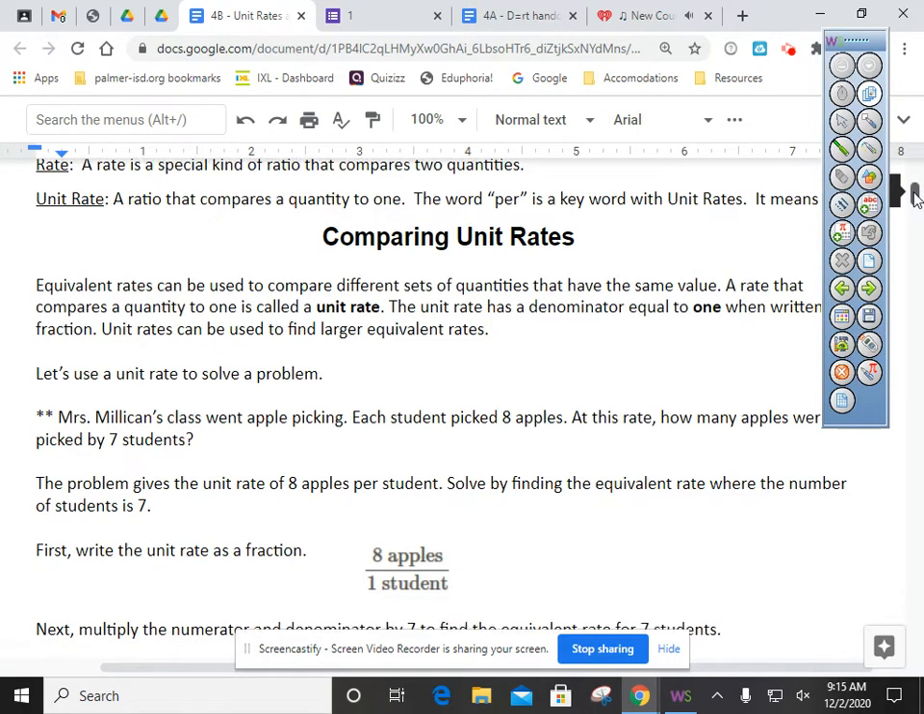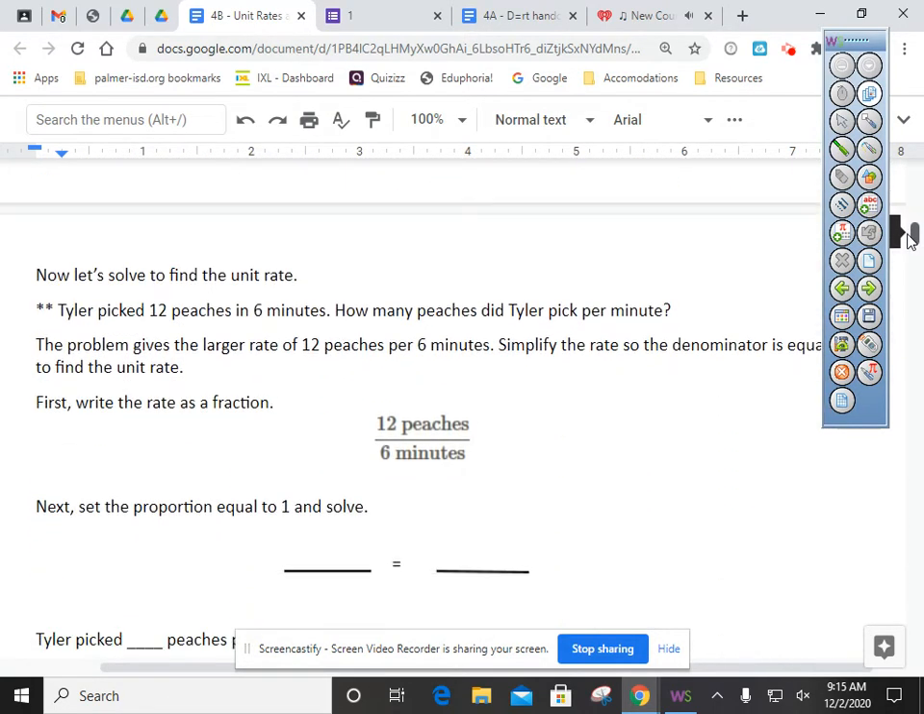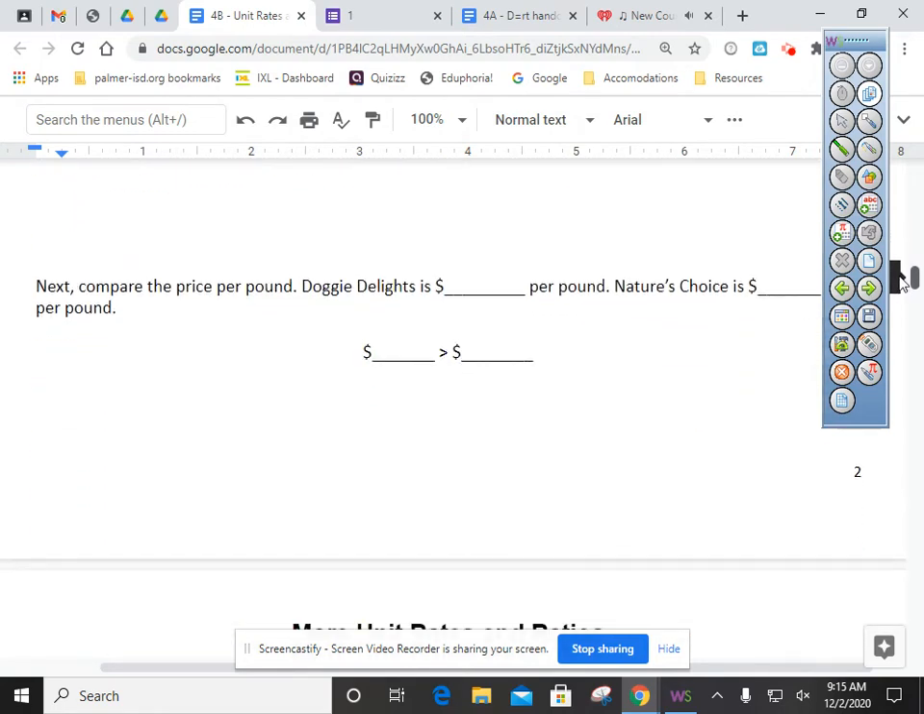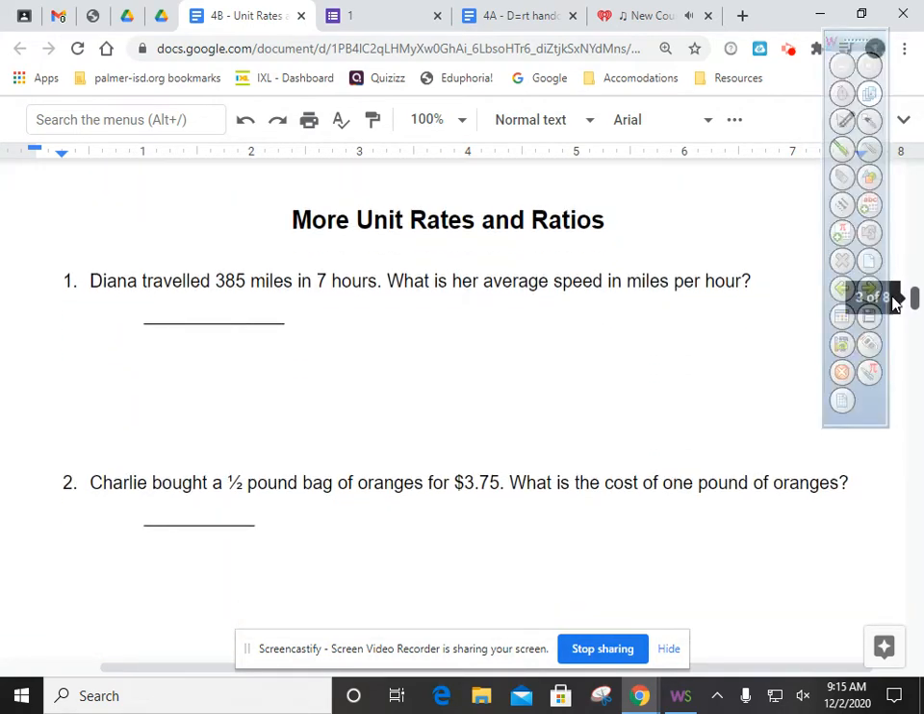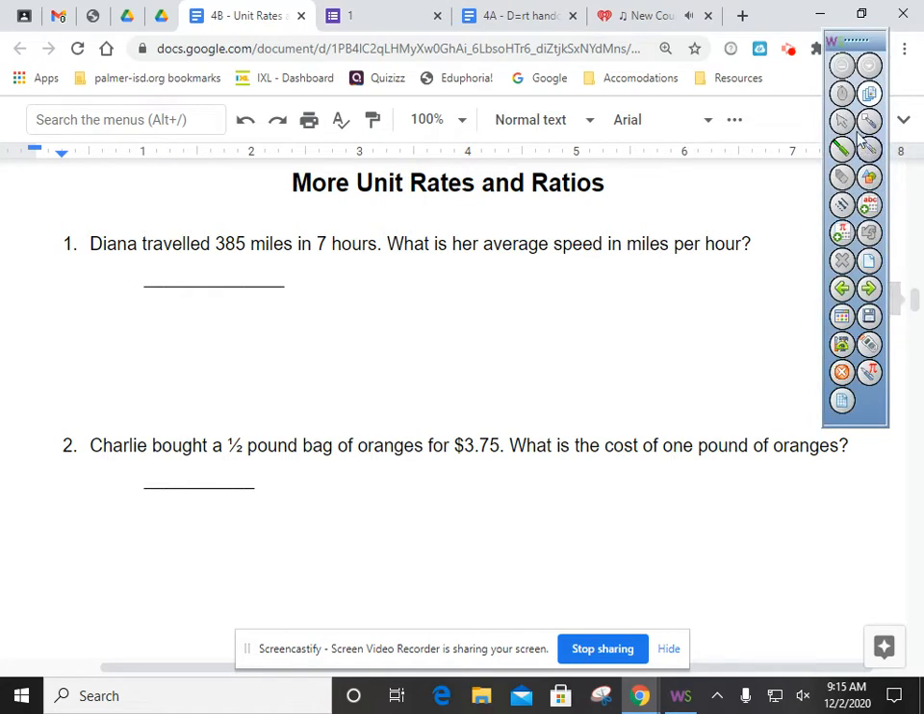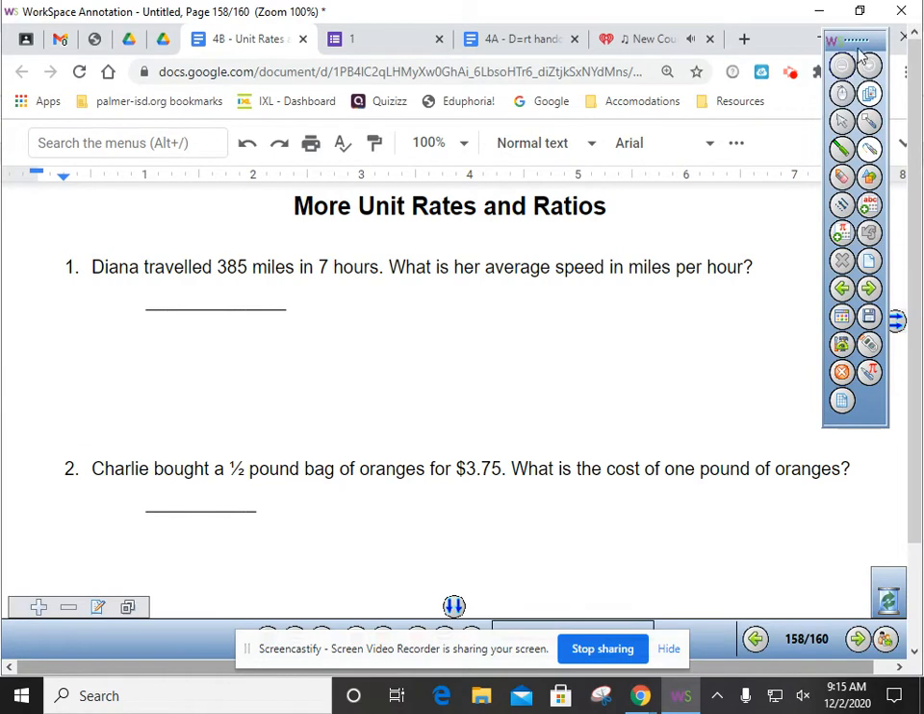So instead of going through all this, I don't think you need it. We're going to go all the way to more unit rates and ratios. This is the exact same thing, yes? Did this go with this? Who's at the back? I can't see that probably. Looks like it. We're going to go all the way to more unit rates and ratios.